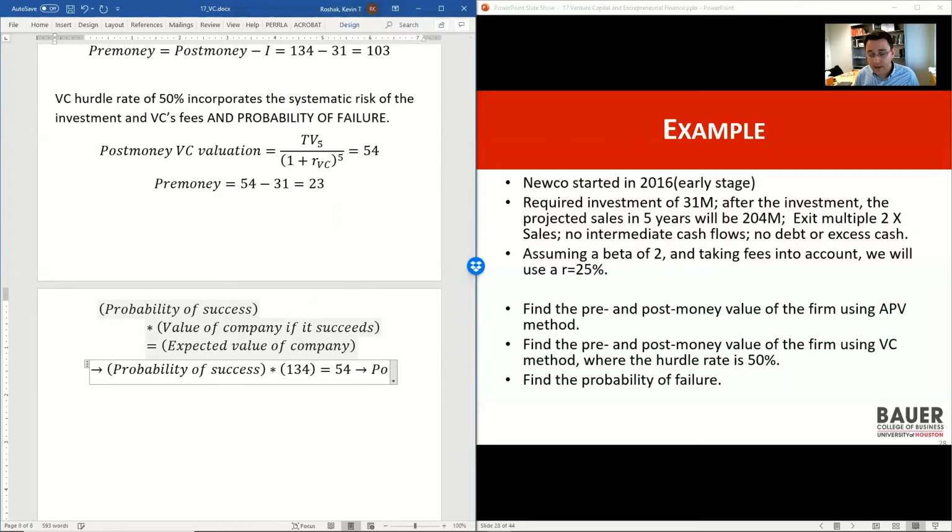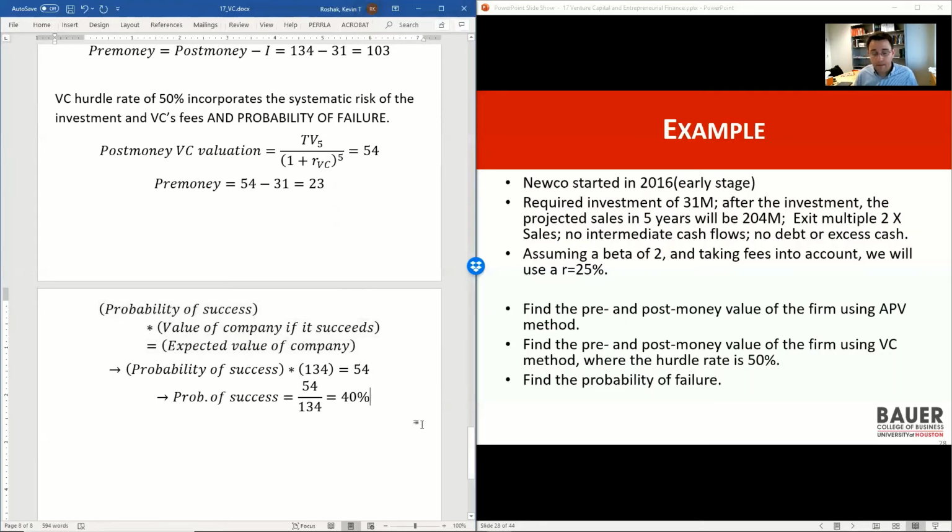Putting those two things together, we can find the probability of success as 54 divided by 134, which is about 40%. So now we have a parameter. We have a number. We've honed in on it. We think that the company's going to survive 40% of the time. The other 60% of the time, they're going to fail, and the VC is not going to get anything out of it.